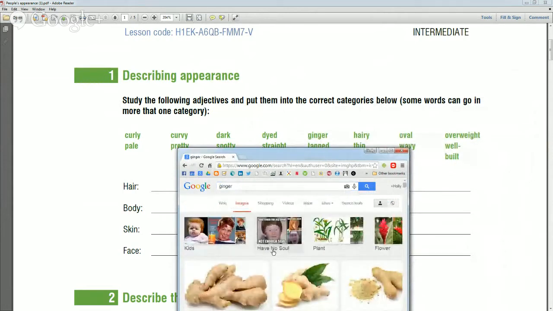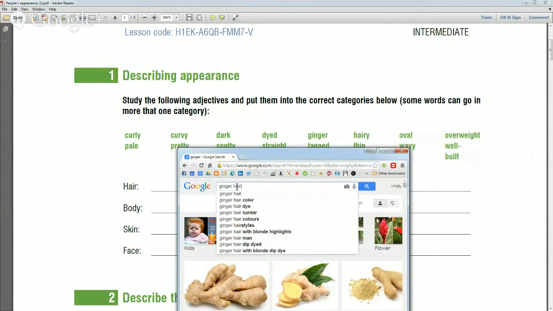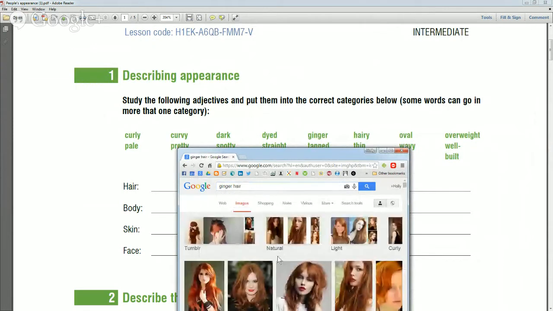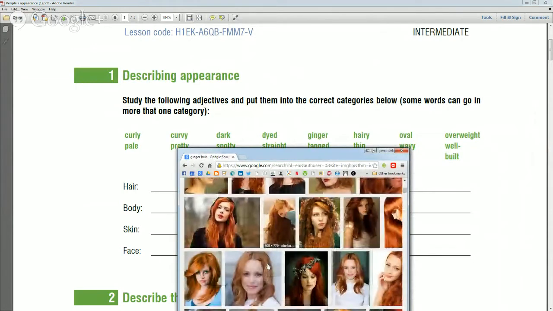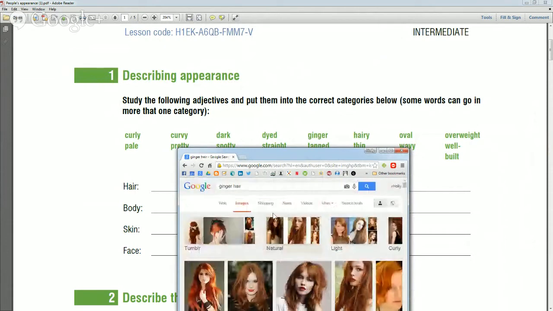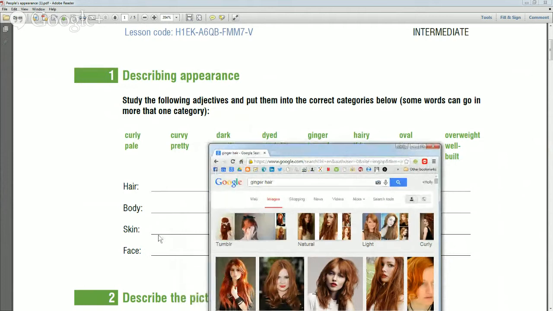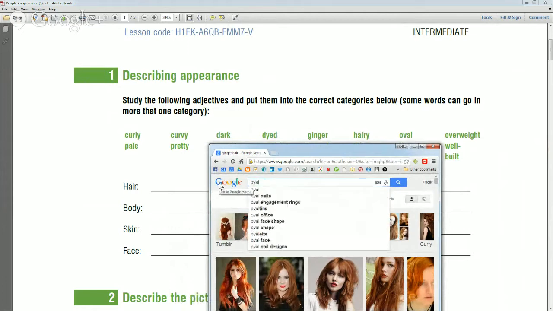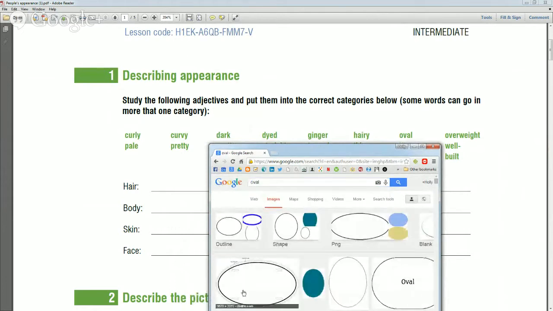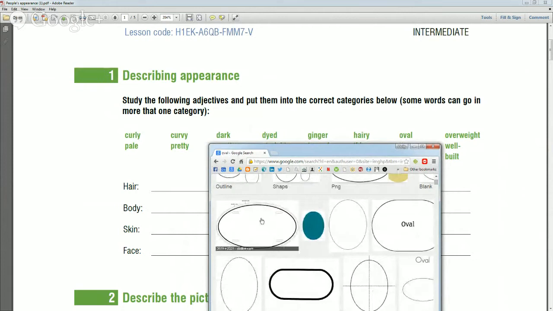For ginger, we of course have the root, but in this respect, we're talking actually about ginger hair. A person with bright red hair, we will nickname them the ginger. If we have hairy, that could be hairy body, hairy skin, hairy face. We have oval, that would be a face. Oval is a shape, so an oval face, for example.